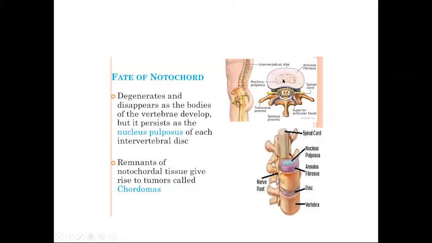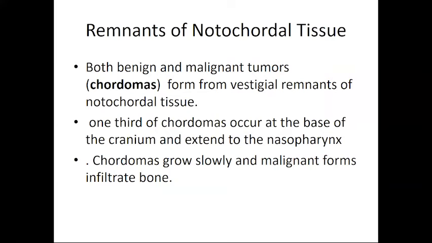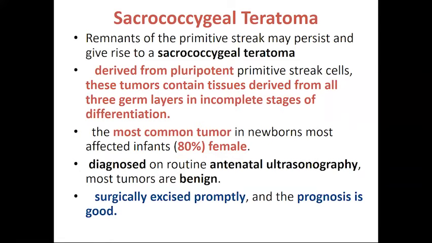This nucleus pulposus is developed from part of the remnant of the notochord, and at times part of the notochord persists, and that gives rise to tumors called chordomas. Remnants of the notochordal tissue can be benign or malignant, and that is called chordoma. These occur at the base of the cranium and extend into the nasopharynx. Slowly, it may be benign, but it may convert into being malignant and infiltrate the bone.